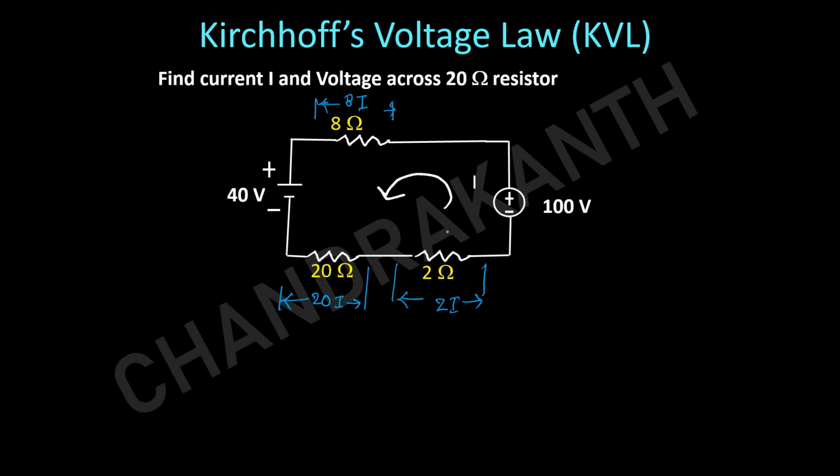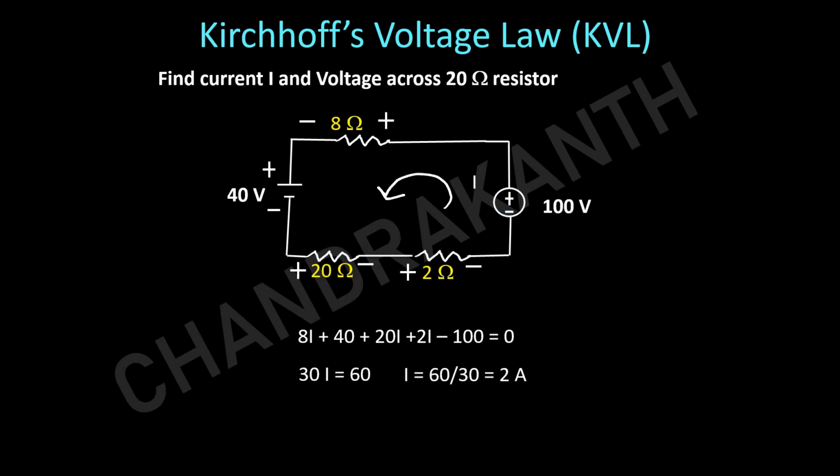Now we know all the voltages. So simply we need to apply the KVL to this. This will be the plus and minus, this will be the plus and minus. So now it is 8I plus 40, because I am picking the entry sign just for ease. Then the equation becomes 8I plus 40 plus 20I plus 2I minus 100 equal to 0. Now if you simplify, you will get I equal to 2 amperes.